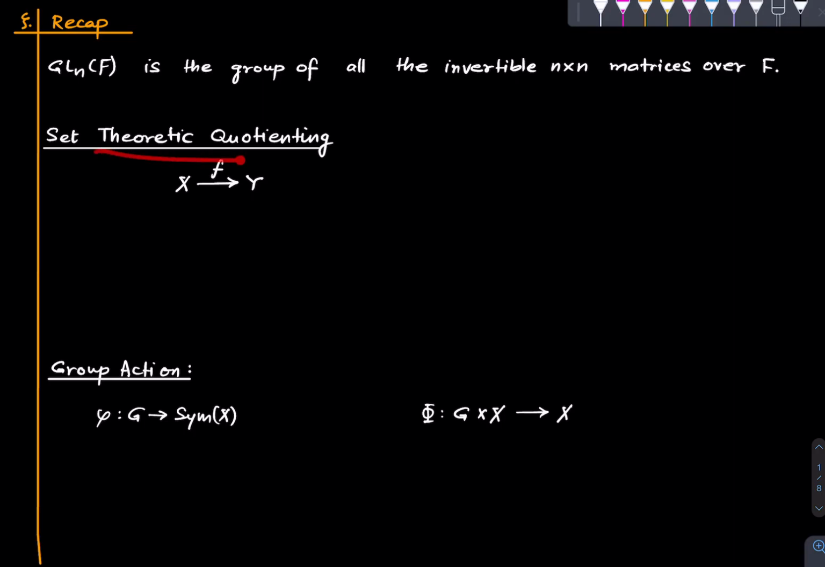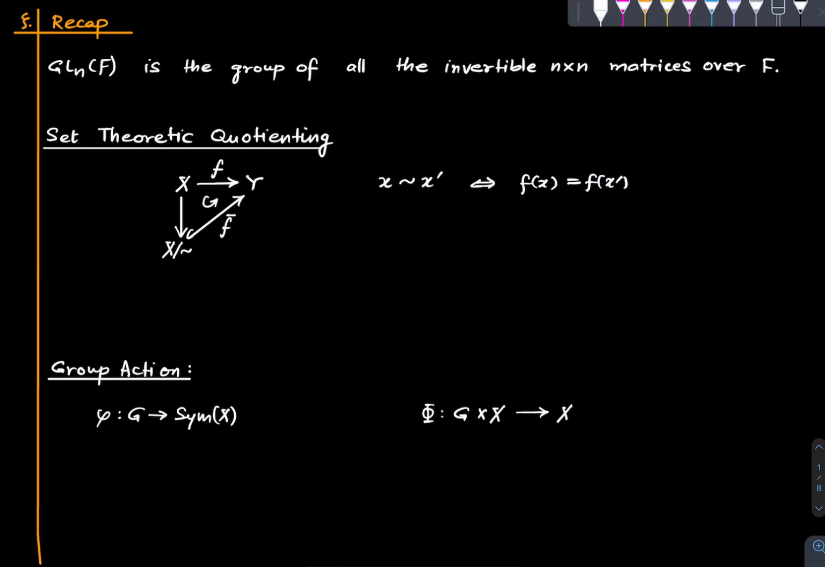Okay, we have seen set theoretic quotienting. Let me recall. So suppose we have a map F from a set X to a set Y. Then we have a relation tilde on X defined as x tilde x prime if they have the same image. And this is an equivalence relation. The equivalence classes are the set of all the non-empty fibers, which is denoted by X mod tilde. So this is the set of all the non-empty fibers of F, and we saw that we get a natural map F bar such that this diagram commutes, and F bar is obviously injective.